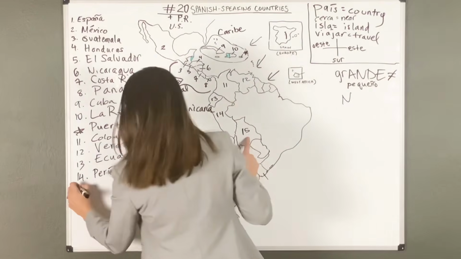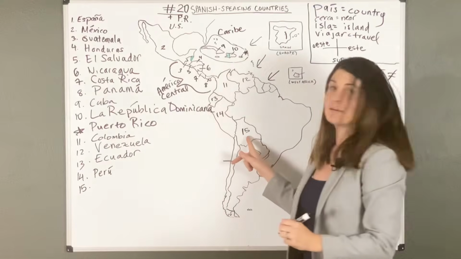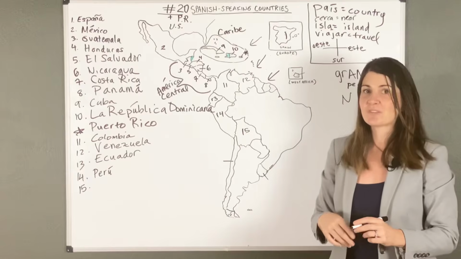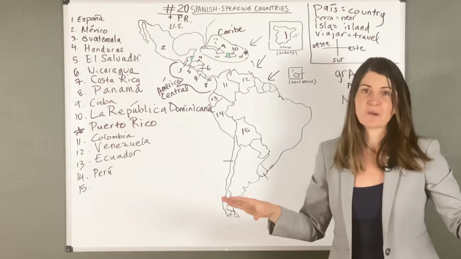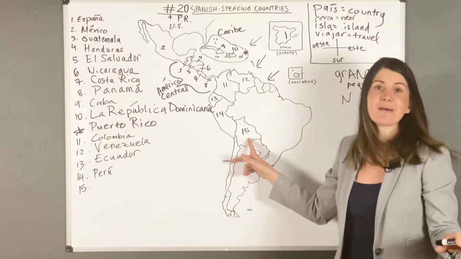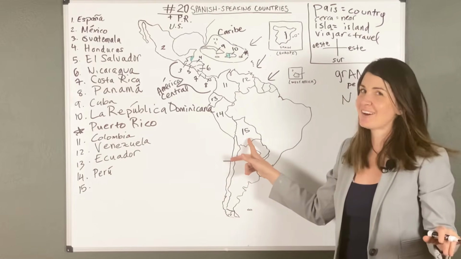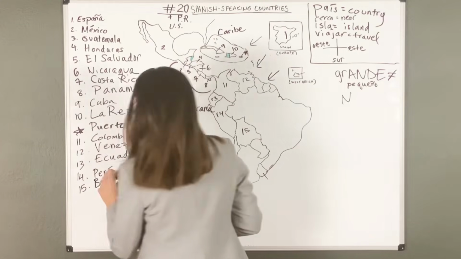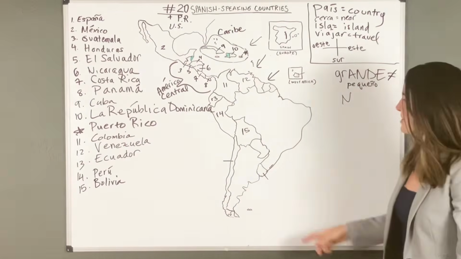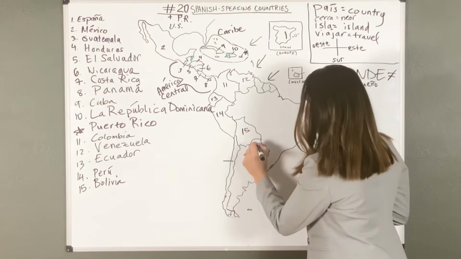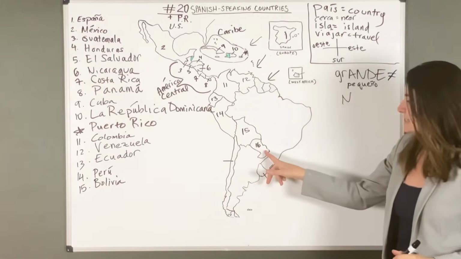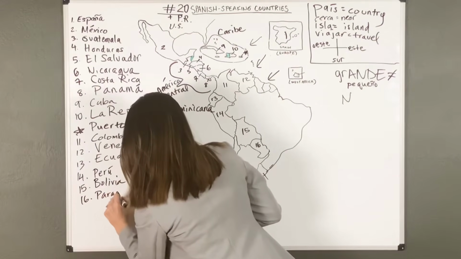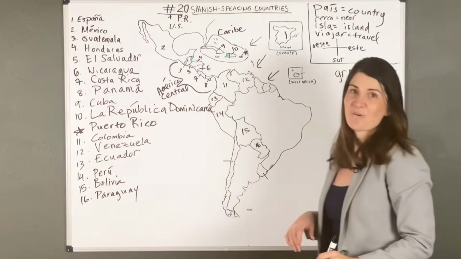15. Número 15. Este país tiene 2 capitales. It's a country with 2 capitals because different branches are located in different cities. ¿Cómo se llama este país? Muy bien. Did you know? Bolivia. With capitals La Paz y Sucre. Ok, aquí. 16, Paraguay.